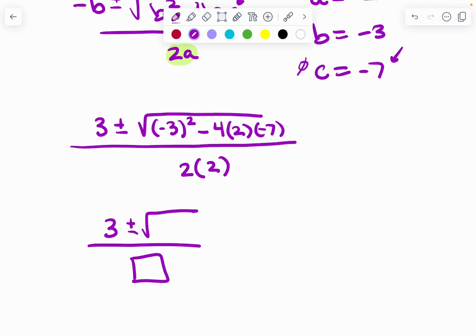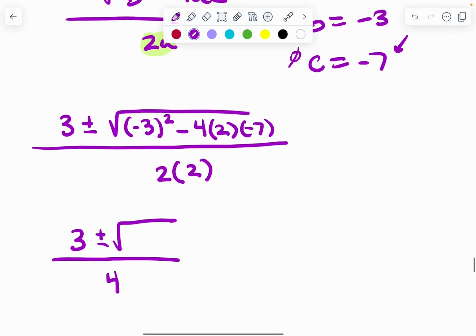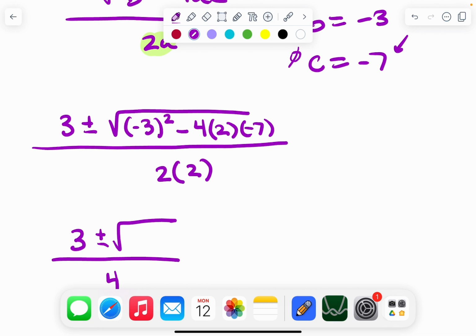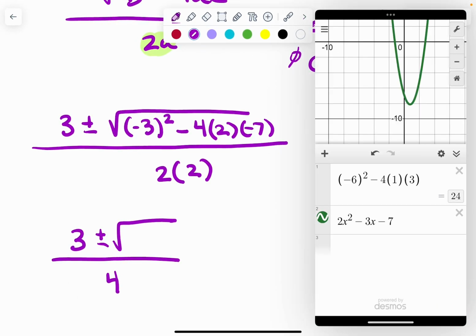I'm going to start with the 3 out in front, and it's already done for us. The lovely thing about that 3 by itself is that it's already on its own. And then I'm going to move downstairs to 2 and 2. 2 times 2 is 4, so 4, right? Not so bad.